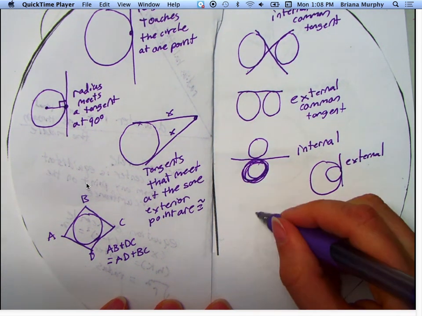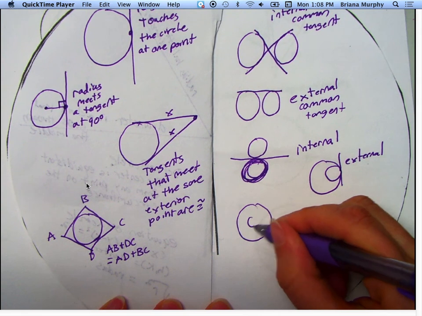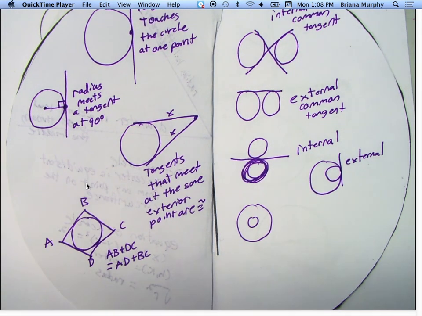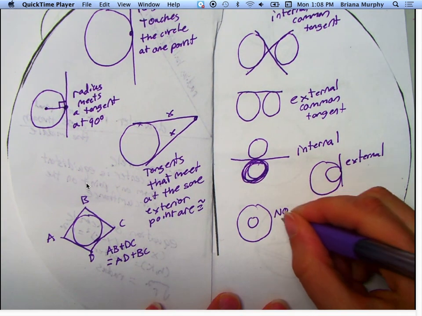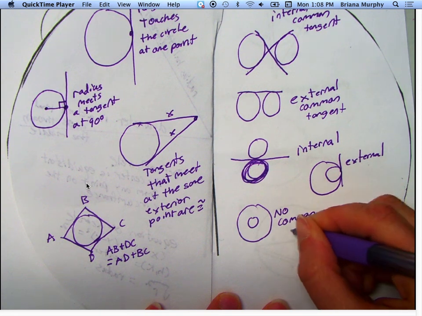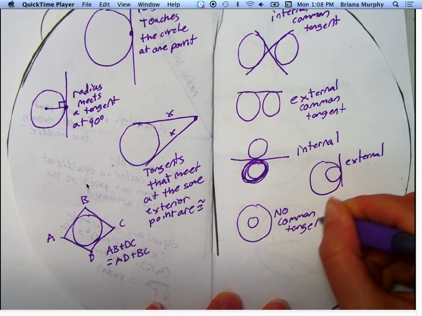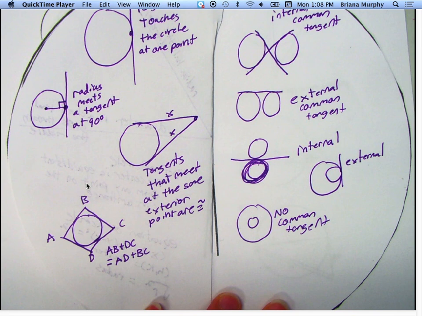Okay, what about these? Where would their tangent be? Remembering that tangents can only touch at one point. There wouldn't be. There's none. No common tangent. We okay? Yeah.